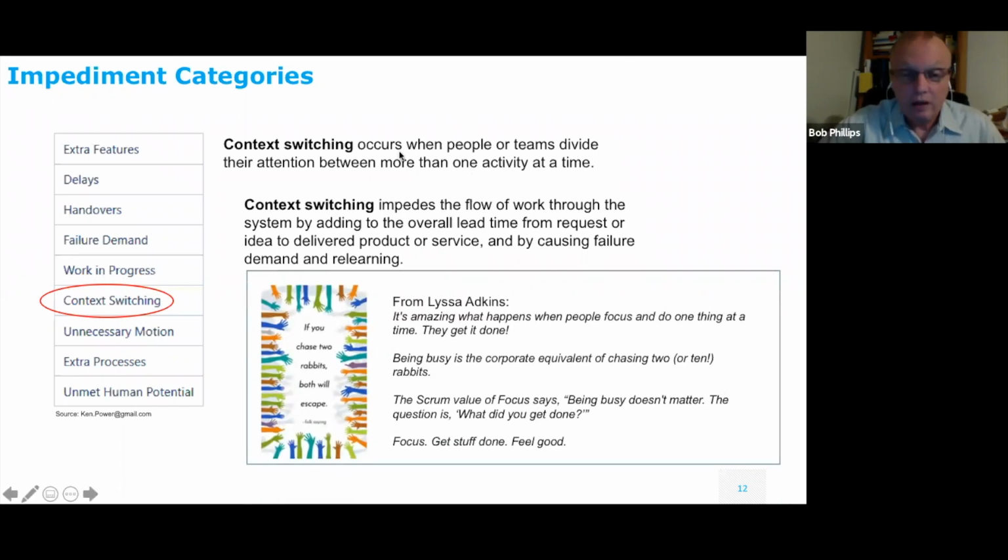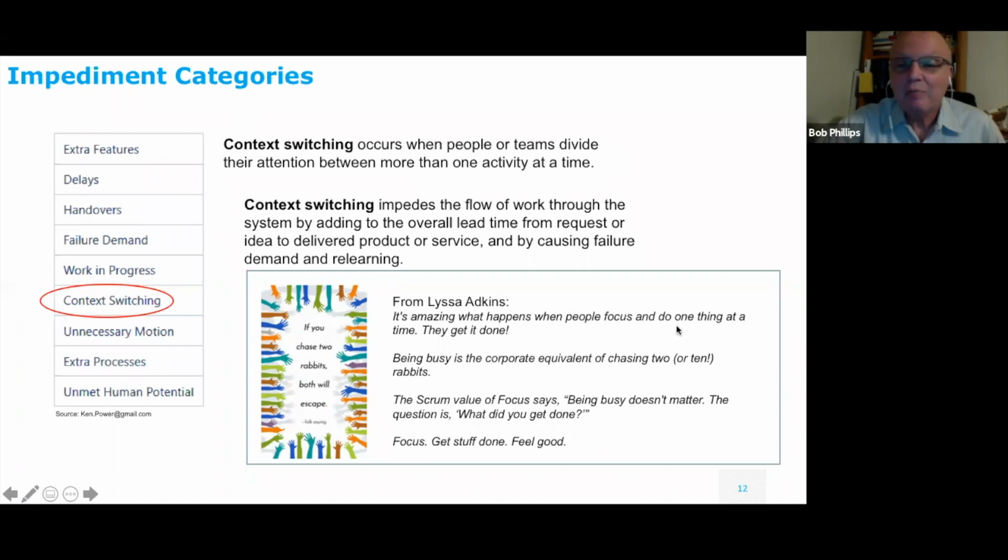And so this is a fable that Lisa Atkins shared. She wrote Coaching Agile Teams, and I actually met her when I was going for my coaching certifications. And if you came to the IPM day, you saw my two rabbits that I had set up. Basically, if you chase two rabbits, both will escape. And I don't like reading my slides, but I'm going to read this one.